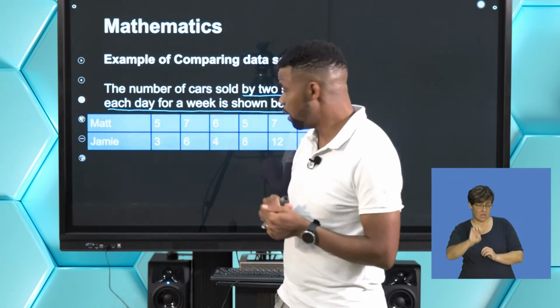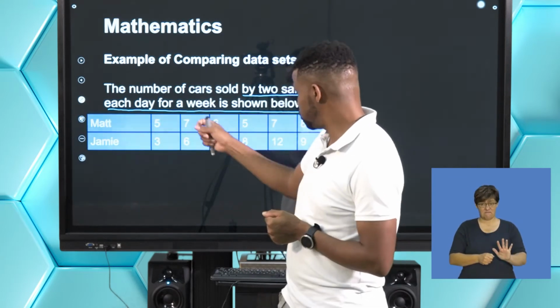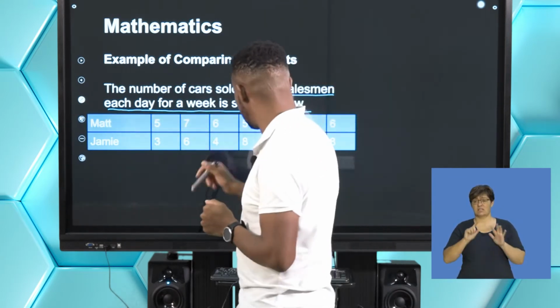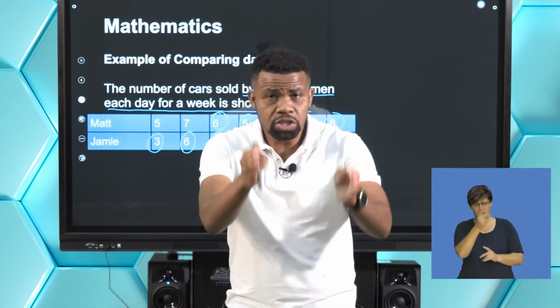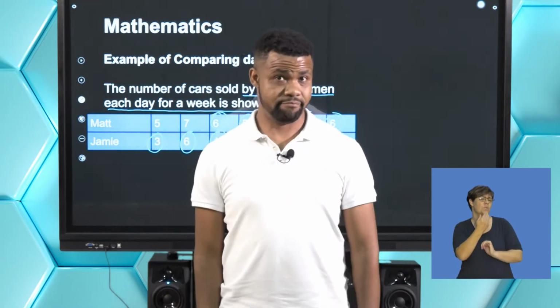Jamie sold 5 cars on day 1. Day 2, he sold 7 cars. And day 3, 6 cars, 5, 7, 8, and 6. And Matt sold 3 cars, 6, 4, 8, 12, 9, and 8. By looking at the data, who is a better salesman?